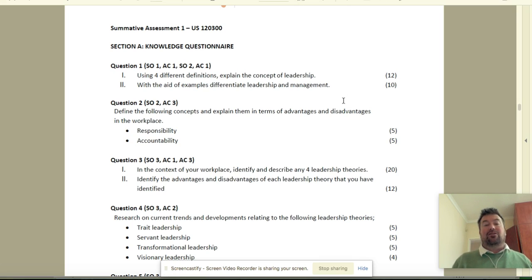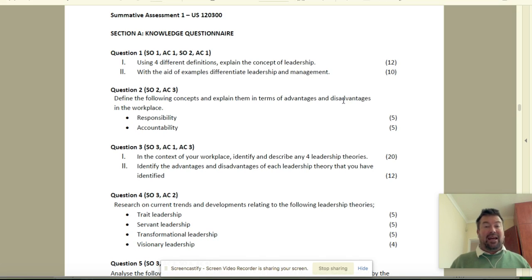Okay, so with 4 different definitions, explain the concept of leadership. Now, you've looked at those different scholars who have given different definitions of leadership. Now, you can use those. Those are going to be the same as in your formative section, or otherwise you could do some of your own research. Hear what other people have to say about leadership and what they think leadership is, and then explain the concept of leadership. So remember, 12 marks. So give a definition and then give explanations to why that definition makes sense.